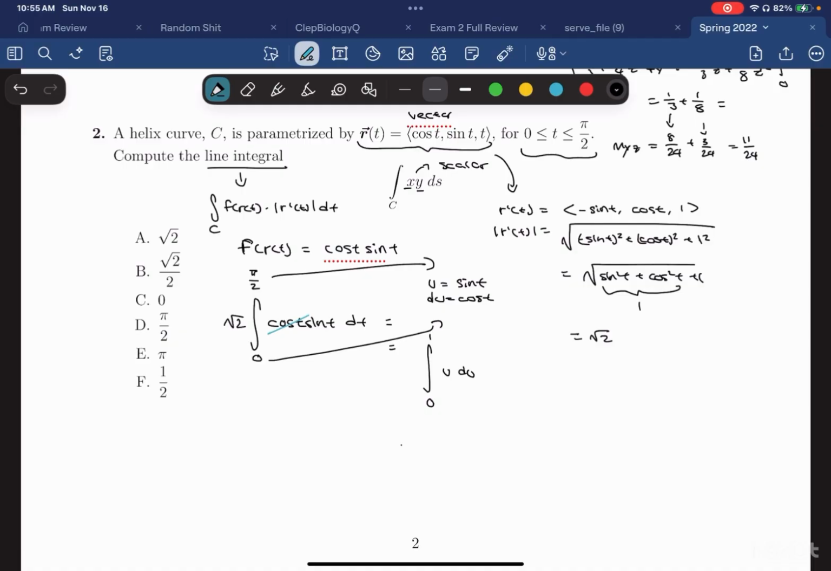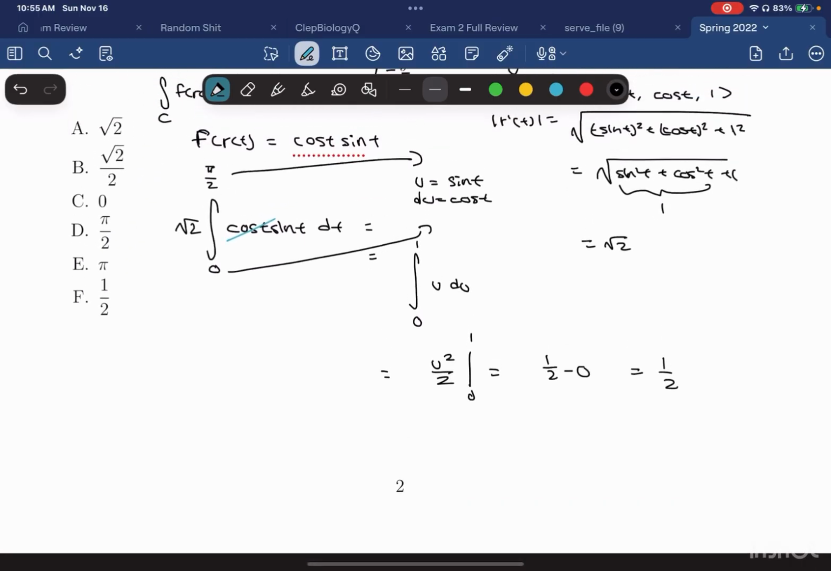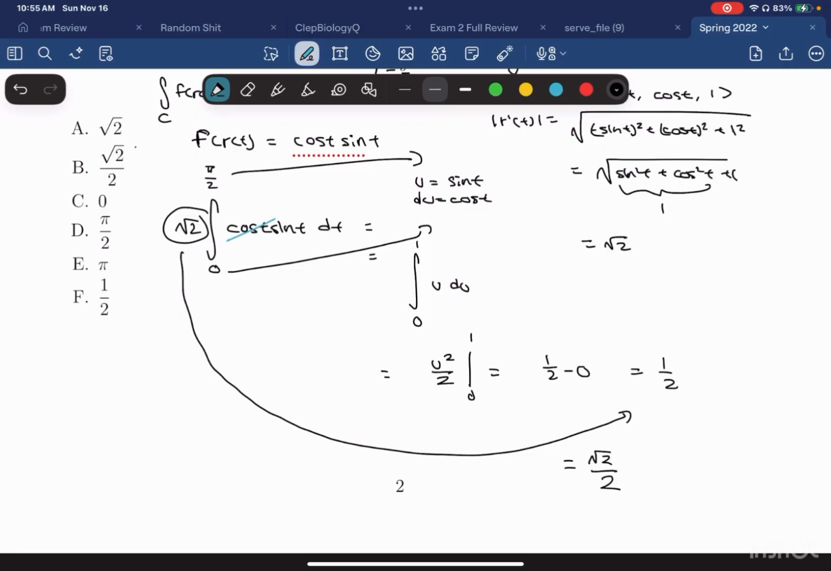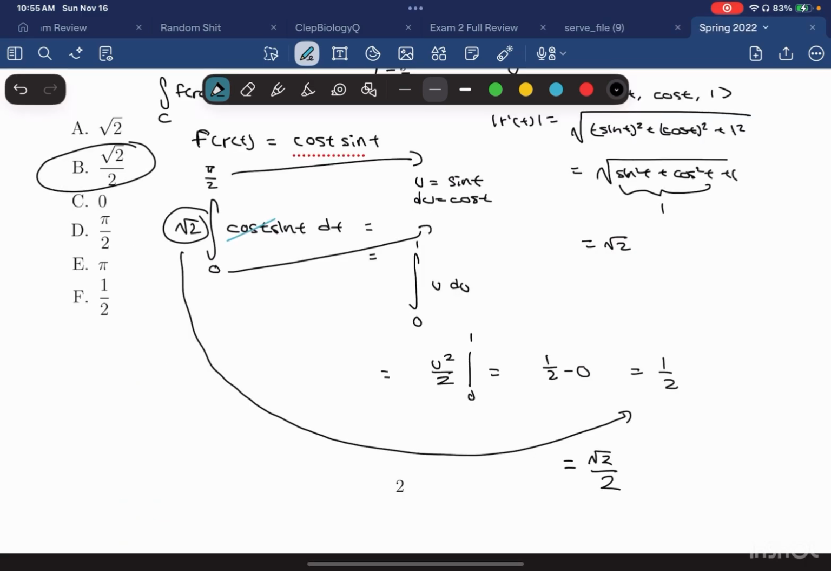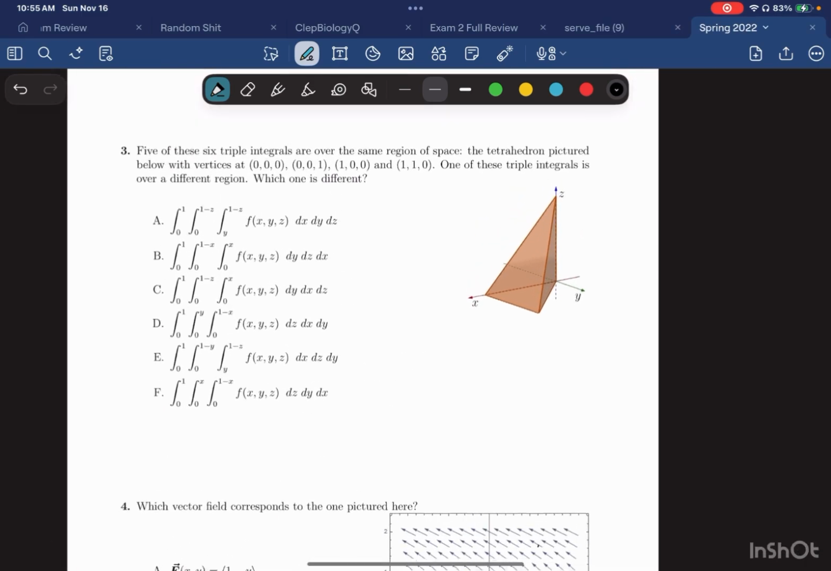So this eventually integrates into u squared over 2 from 0 to 1, which gets us 1/2 minus 0, which is just 1/2. And then since we still have this square root of 2, you multiply it, which gets you square root of 2 over 2, which in this case is our answer choice B, which is correct. Hooray. Moving on.